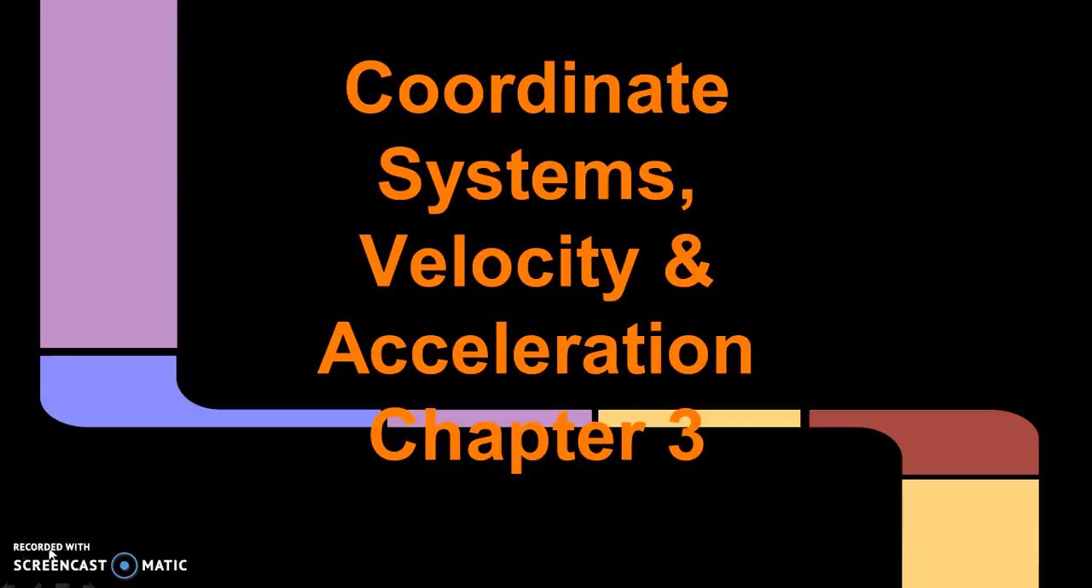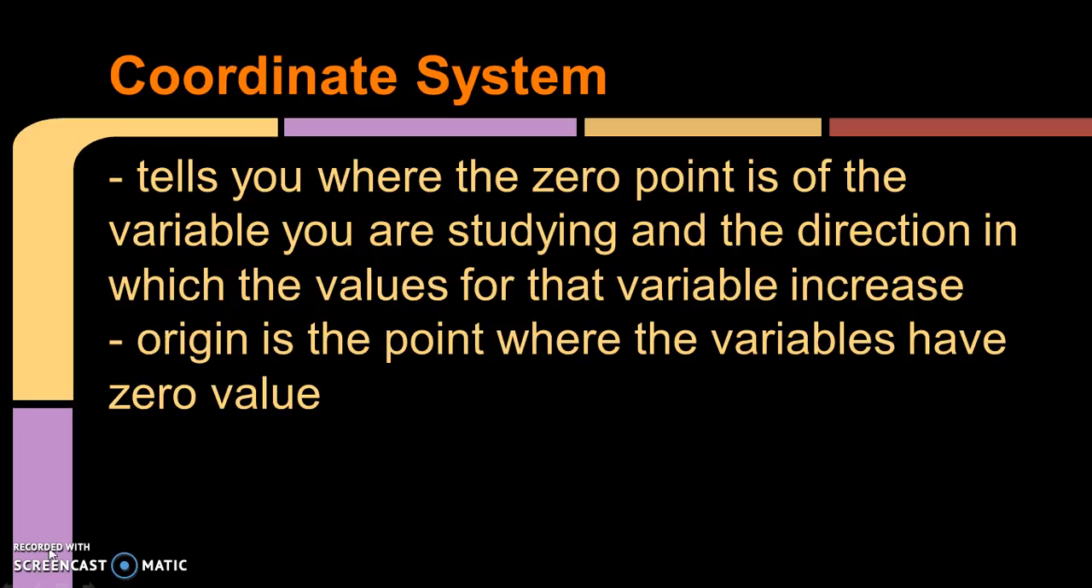Hello, physics students. Today we're going to talk about coordinate systems, velocity, acceleration, and their application to movement and motion in general. Coordinate systems tell you where the 0 point is of the variable you are studying and the direction in which the values for that variable increase. We can apply our Cartesian coordinates as we want to a depiction of motion.